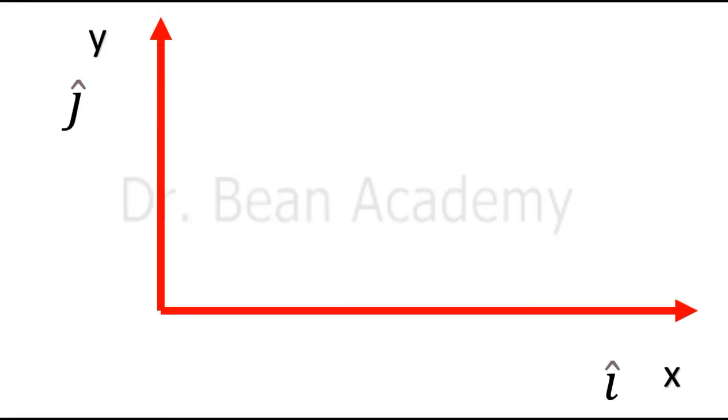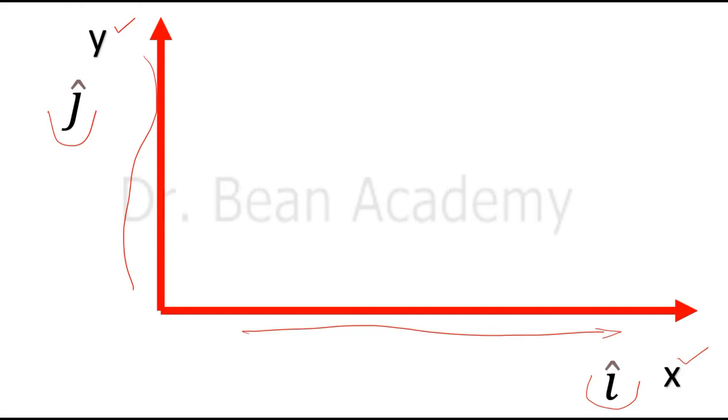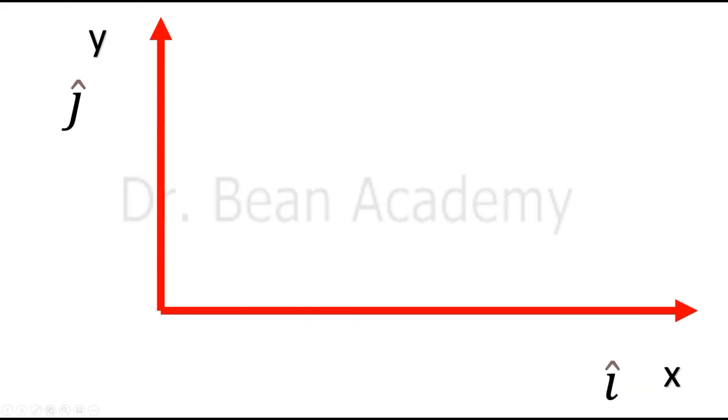Let's observe something before we can talk about projectile motion. I have a horizontal line here. I have labeled it as x, or I can call it i unit vector. Similarly, I have a vertical line here, and I can call it y, or I can call it j unit vector. These lines will serve as reference.